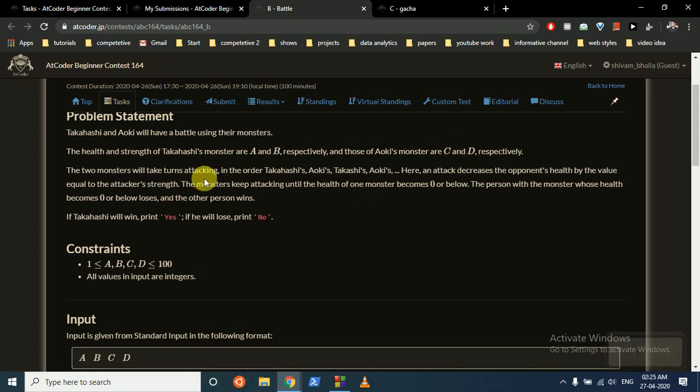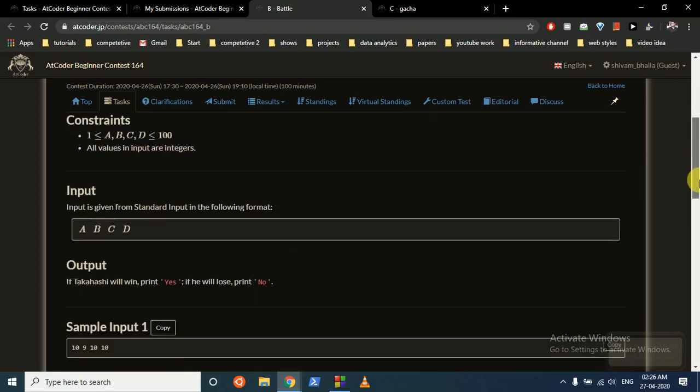Okay, the two monsters will try attacking each other. First Takashi's monster, then Aoki's monster, and they will decrease the other's health by the attacker's strength. So one will attack according to its strength and the health of the other will decrease. And the monsters will attack until one monster's health becomes 0 or below, and that side loses.